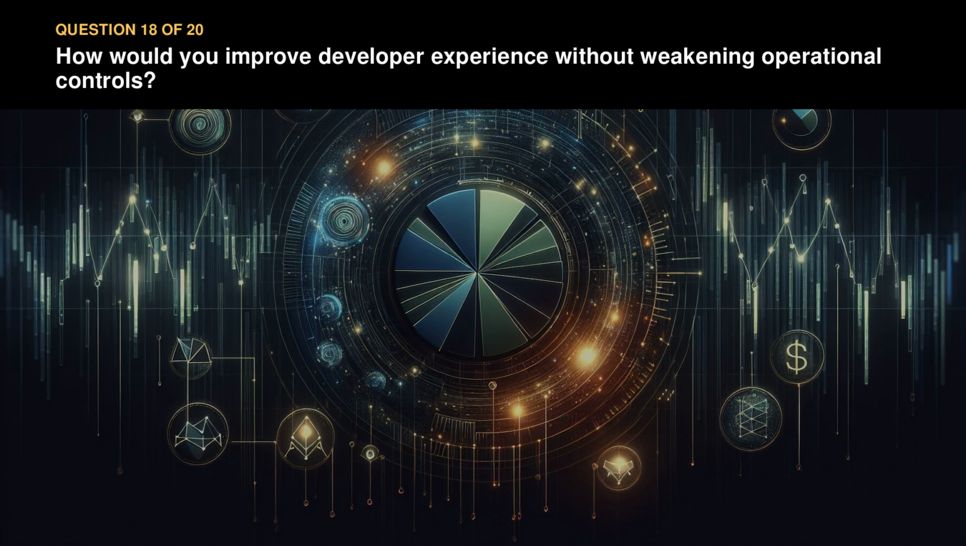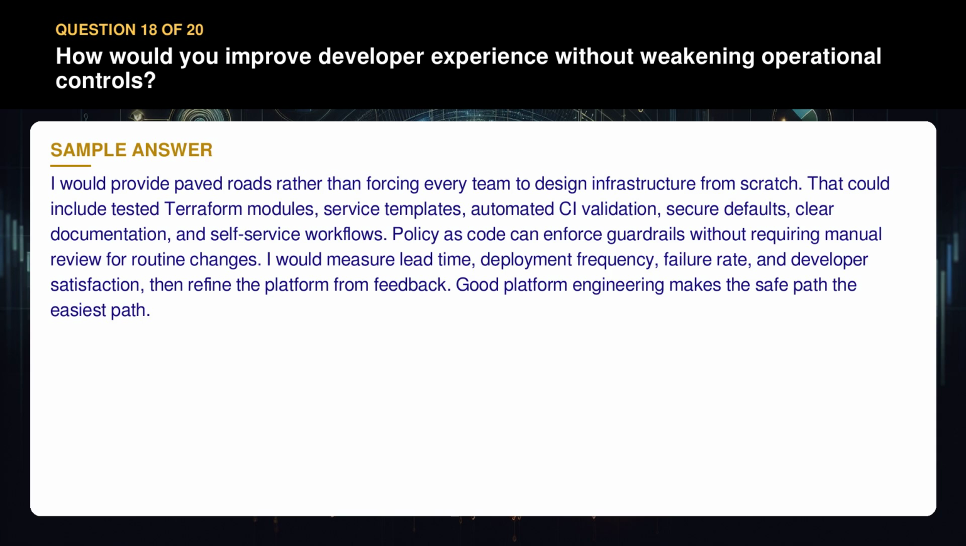Question 18. How would you improve developer experience without weakening operational controls? I would provide paved roads rather than forcing every team to design infrastructure from scratch. That could include tested Terraform modules, service templates, automated CI validation, secure defaults, clear documentation, and self-service workflows. Policy as code can enforce guardrails without requiring manual review for routine changes. I would measure lead time, deployment frequency, failure rate, and developer satisfaction, then refine the platform from feedback. Good platform engineering makes the safe path the easiest path.